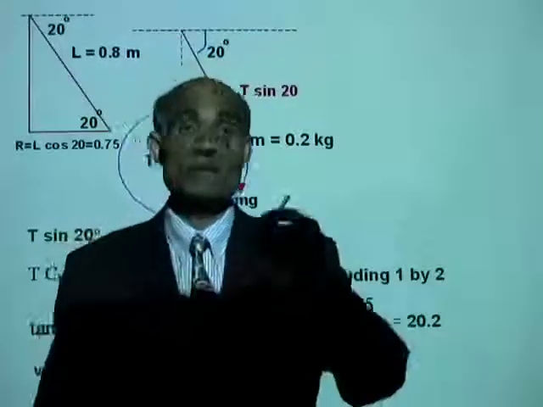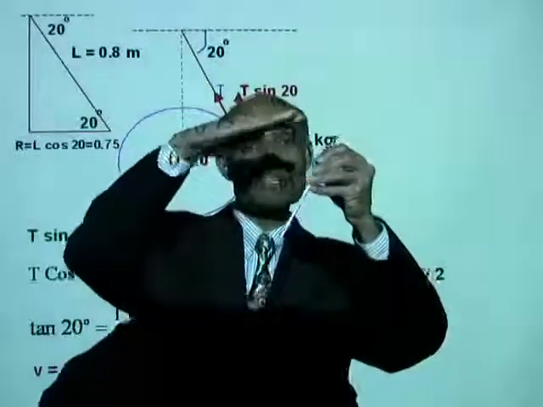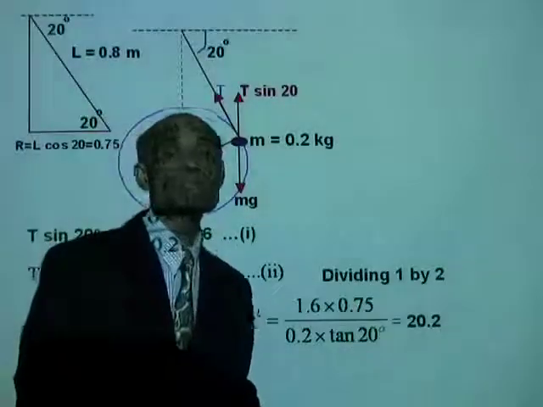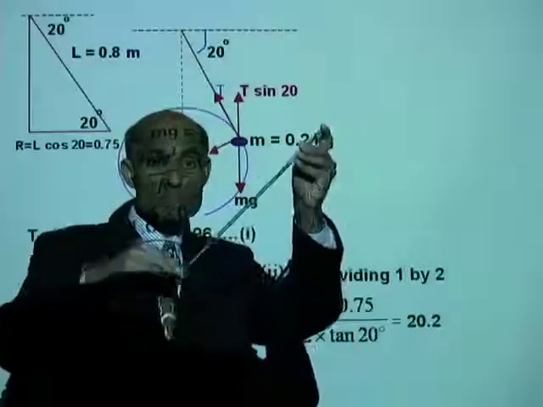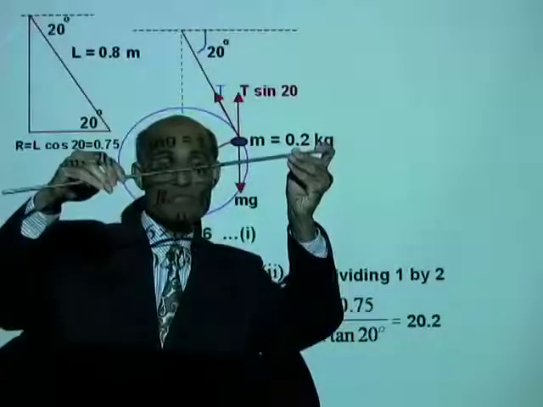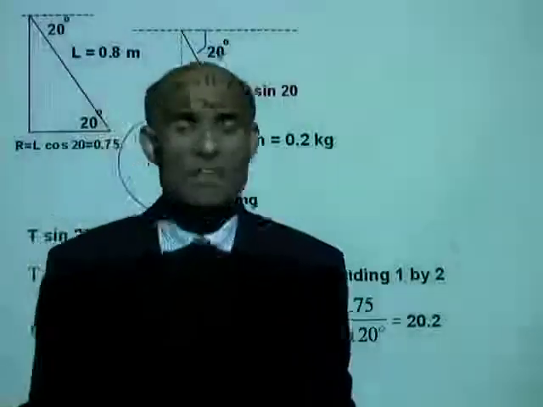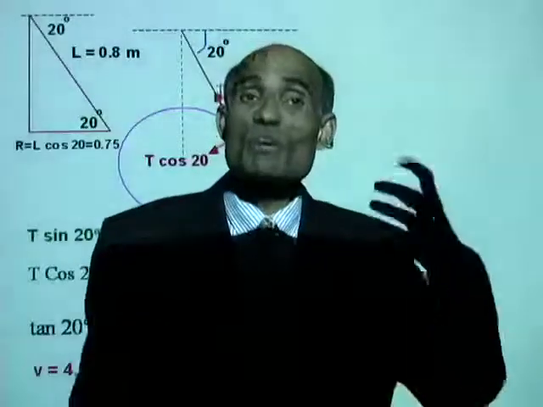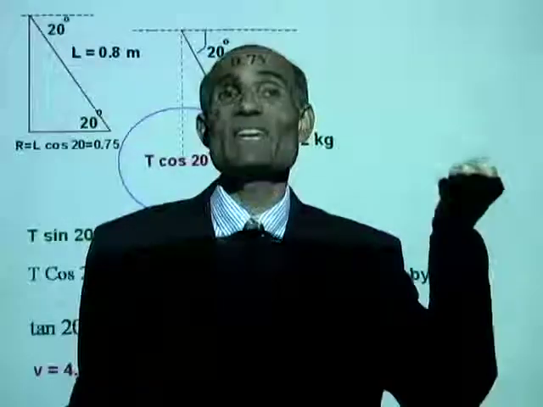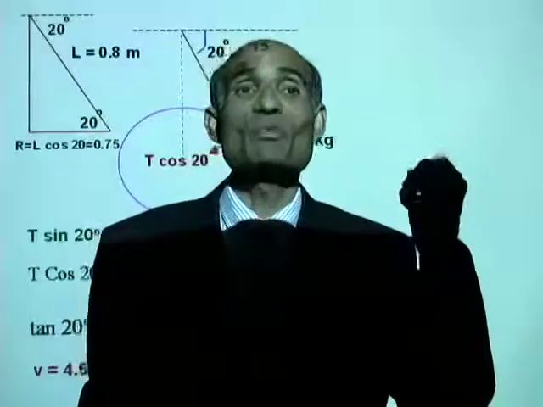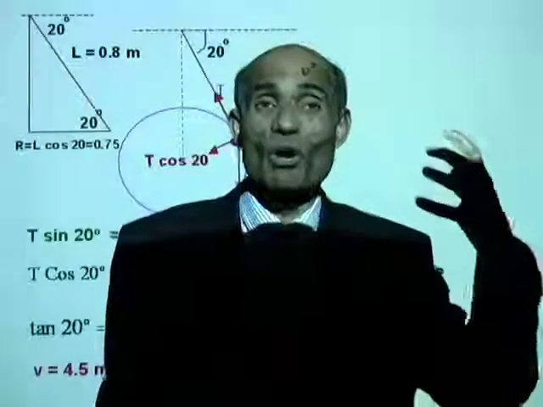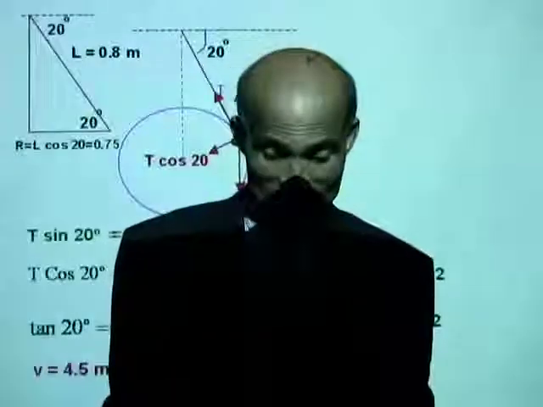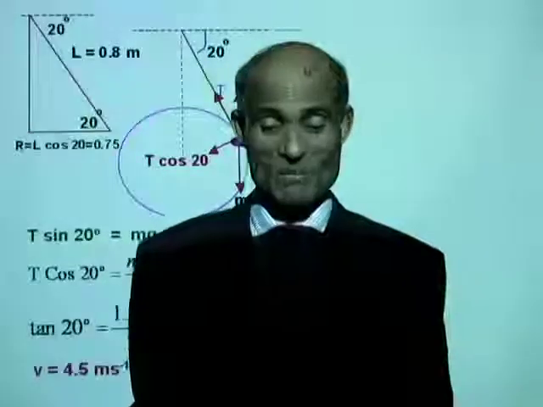So when the string makes an angle 20 degrees with the horizontal, the speed of the stone is 4.5 meter per second. If you increase the speed, the angle will decrease. Okay, I think we have done enough number of problems in circular motion. We will revisit this in Unit 4 when we discuss rotational motion. All the terms we discussed here will be used in that section in rotational motion.